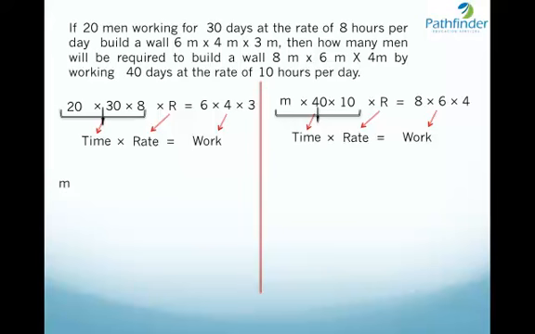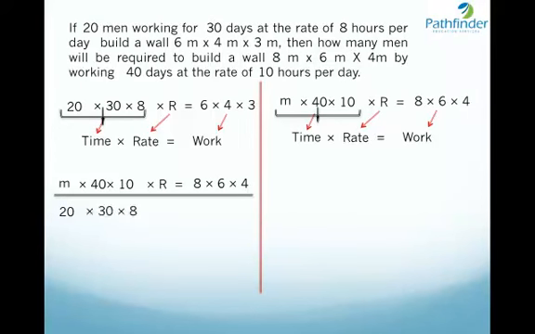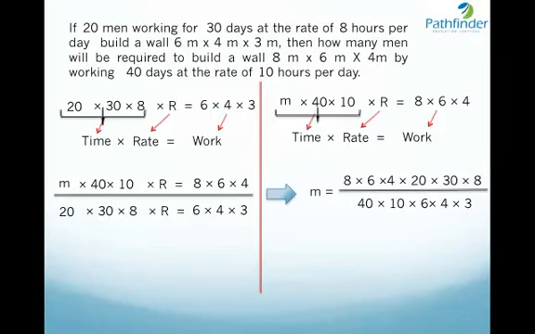Now dividing the second equation by the first, we'll get m into 40 into 10 into R is equal to 8 into 6 into 4, divided by 20 into 30 into 8 into R is equal to 6 into 4 into 3. So on simplifying, we get m as 8 into 6. We take the like terms on one side. So m is equal to 8 into 6 into 4 into 20 into 30 into 8 divided by 40 into 10 into 6 into 4 into 3. On solving it, we get the value of m as 32 men.